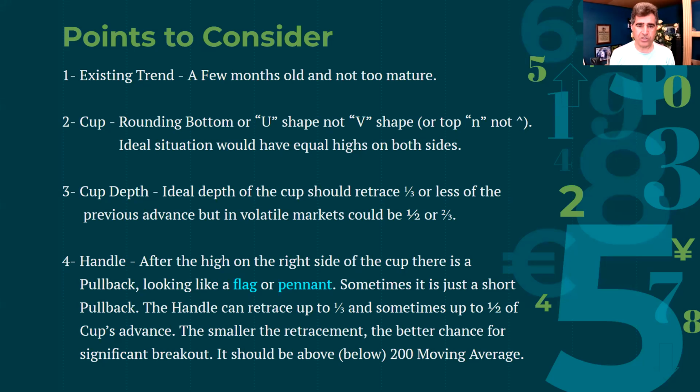Now, in order to make sure this is a valid uptrend and a valid move, we want, and again, Bill O'Neill talks about it, to be above the 200 moving average. As I mentioned, I put down below. So if you're in a downtrend, then you want to make sure your handle is below the 200-day moving average.